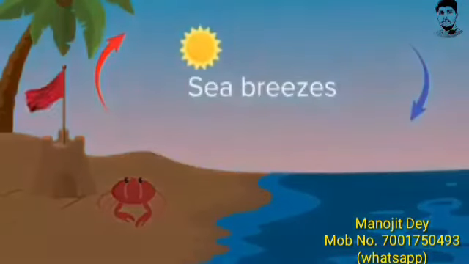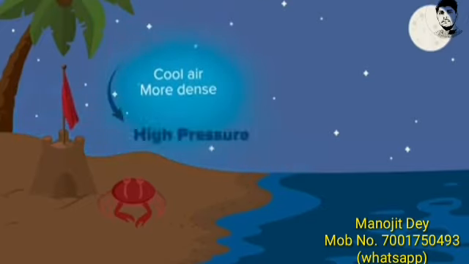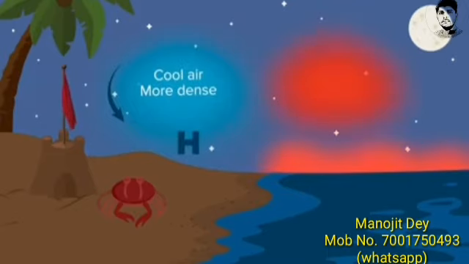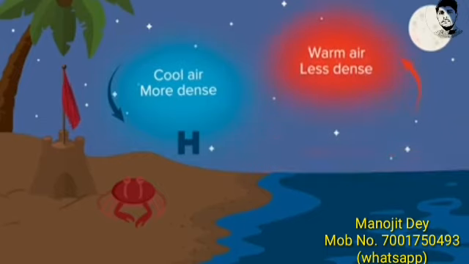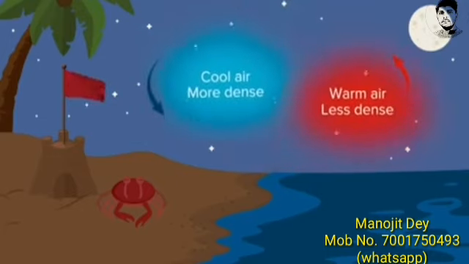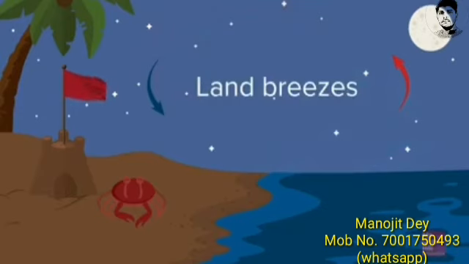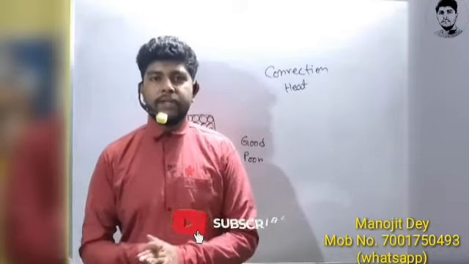And at night, the land also cools much faster than water. The water stays warm at night, because its temperature goes down very slowly. So the temperature of the water is higher than the land, so the air over the sea gets heated and rises upwards, and the air from the land comes toward the sea. So at night, the air flows from the land side to the sea. This is called land breeze.